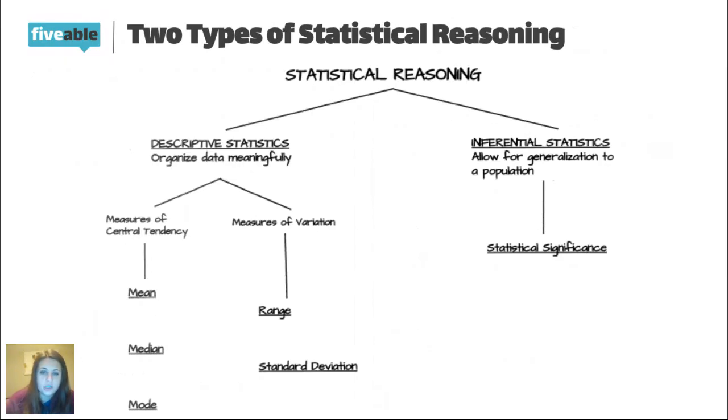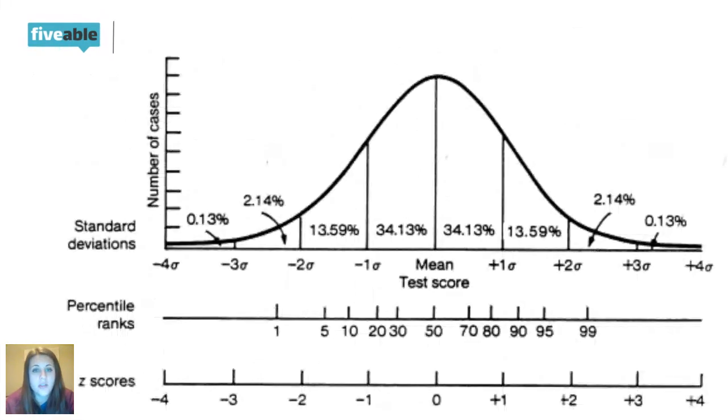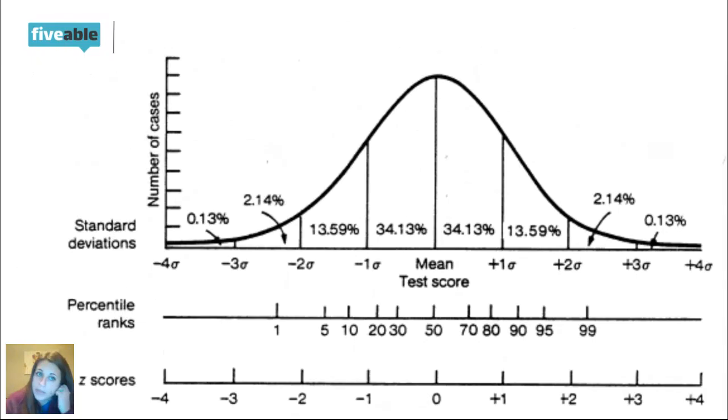And then inferential statistics are how we infer about the population. So descriptive statistics describe or organize our data. Inferential statistics allow us to generalize for the population as a whole. So I just put this chart on here because it might be useful to you guys. And then the last thing I want to make sure that you review is this normal bell curve.